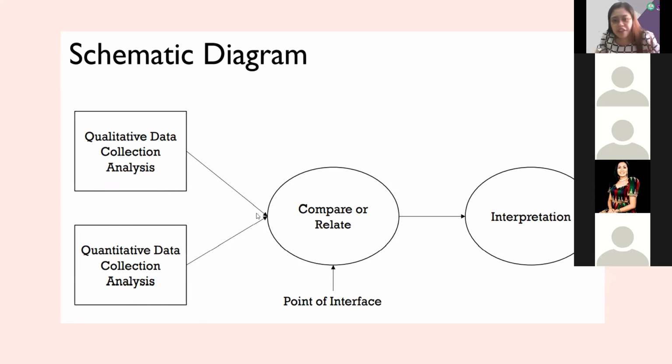And then after that, ipaghahalo niya yan. So we have the point of interface. Iko-compare or i-relate niya kung meron ba talagang relationship ang dalawang data na nakuha niya. And then magkakaroon siya ng isang interpretation for both of the data. That is called convergent parallel design.